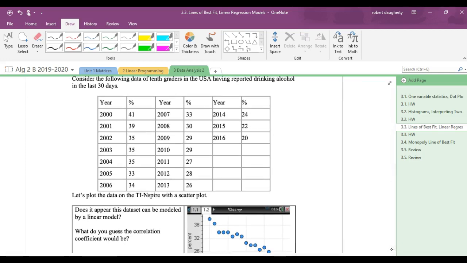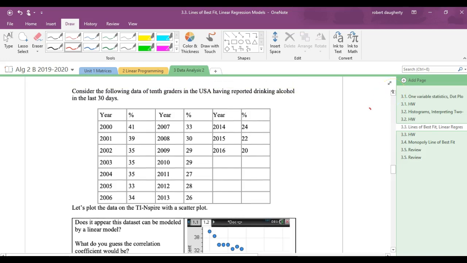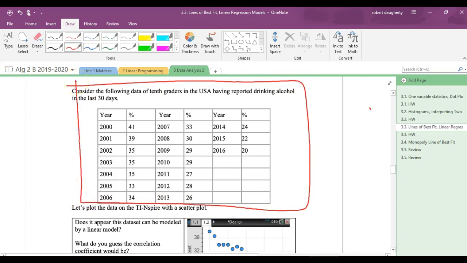So what we want to do now is move into a different data set. We're going to take this data set, enter it, find the correlation, find a linear model, and answer some questions about it. Let's look at this particular data set. The data shows 10th graders in the USA who have reported drinking alcohol in the last 30 days. This is a no judgment zone, so we're just going to look at the data set and see what we can figure out.